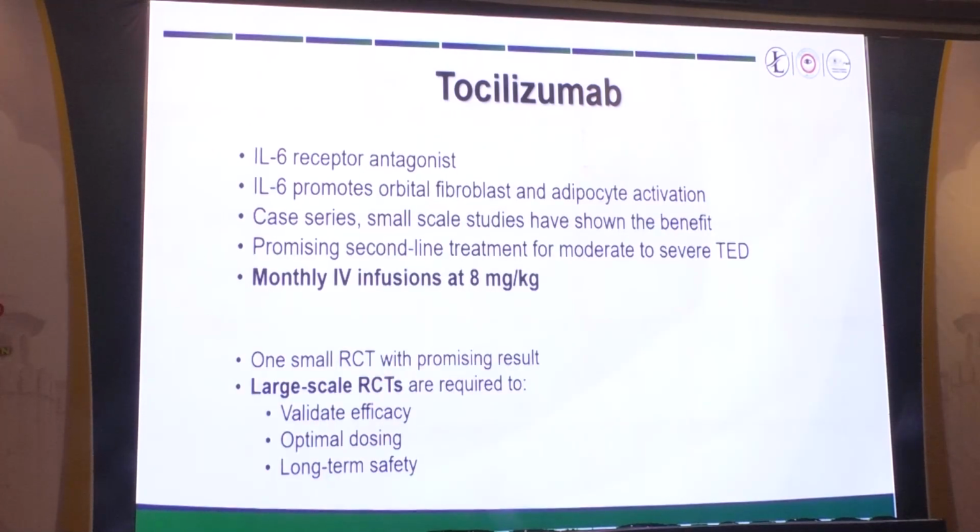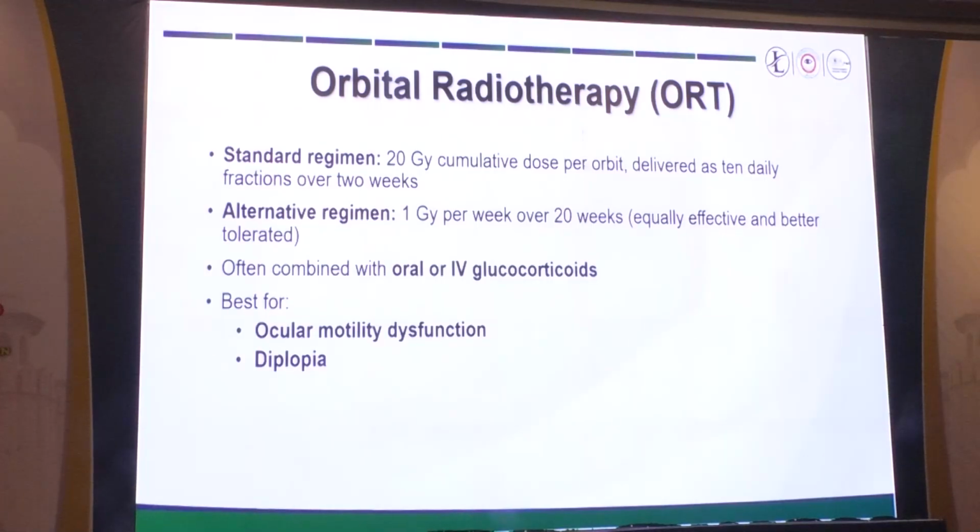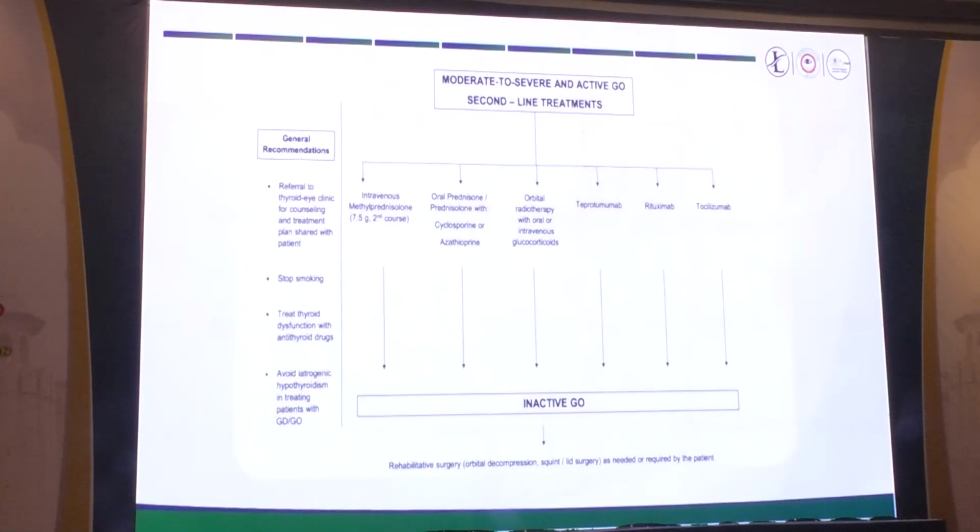Side effects are listed. Tocilizumab is an IL-6 receptor antagonist; IL-6 promotes orbital fibroblast and adipocyte activation, so this is an antagonist for that. Case series and small-scale studies have shown benefit. The literature is yet to convince for massive guideline changes, but it's there on the horizon. It is something that will be considered as strictly as teprotumumab. They're very hopeful for it. Orbital radiotherapy.